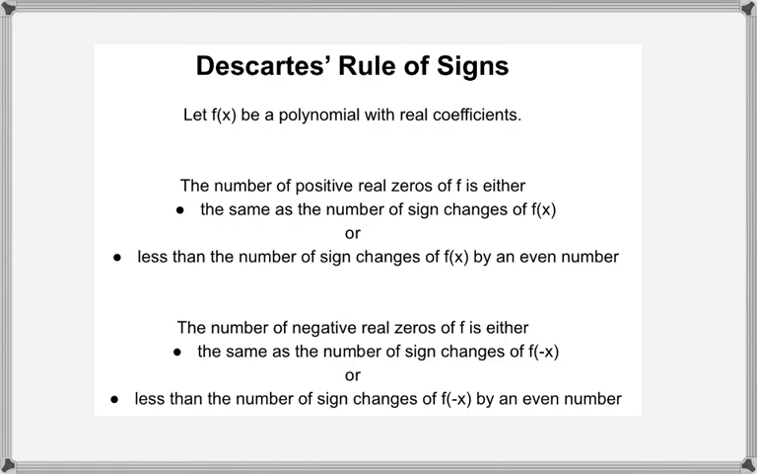And the number of negative real zeros will be determined by looking at f of negative x. So we would need to find f of negative x and then count the sign changes for it. And that will tell us how many negative zeros the original function has. Again, it'll either be the same as the number of sign changes or less than that by an even number.